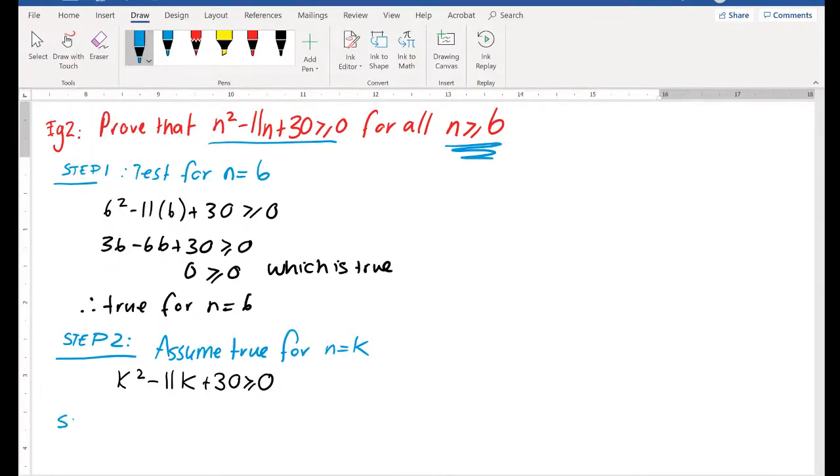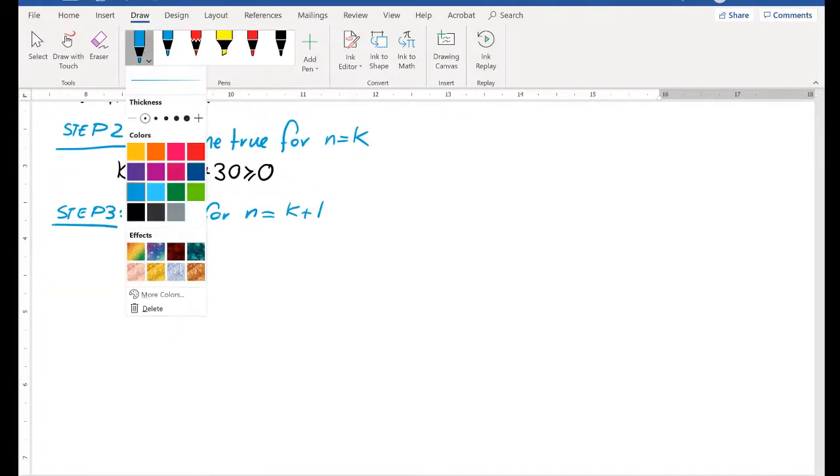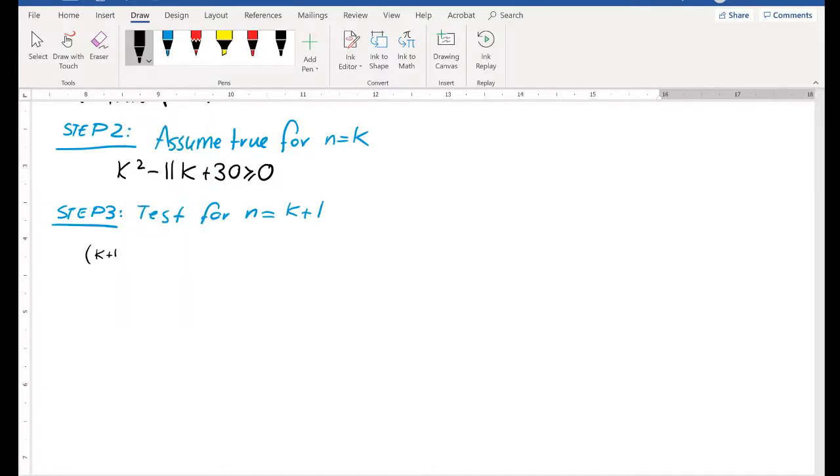Step 3. Now we're going to test for n equals k plus 1. Alright, rewriting everything with k plus 1 involved. So I'm going to have k plus 1 squared minus 11 lots of k plus 1 plus 30 is greater than or equal to 0. Now remember, at this point I generally just look at the left-hand side.